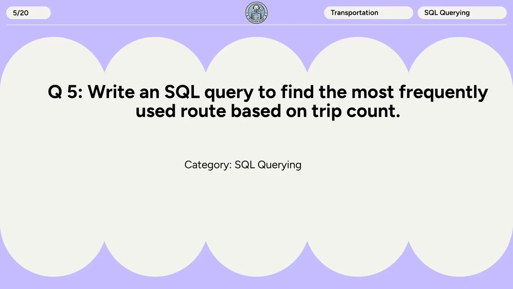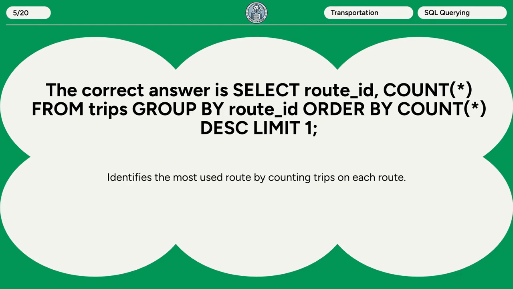Question 5. Write an SQL query to find the most frequently used route based on trip count. The correct answer is: SELECT route_id, COUNT(*) FROM trips GROUP BY route_id ORDER BY COUNT(*) DESC LIMIT 1. Identifies the most used route by counting trips on each route.